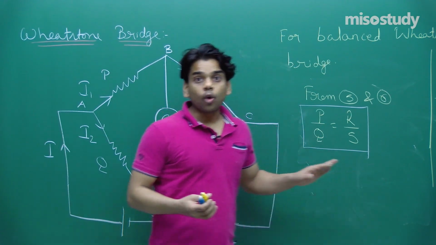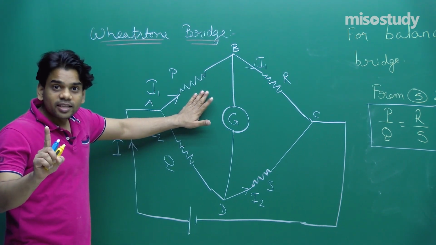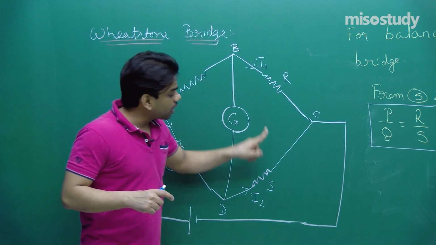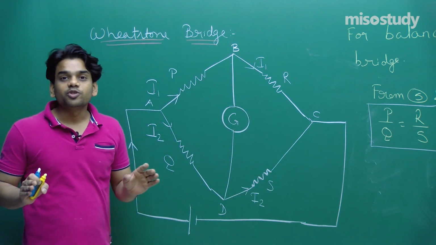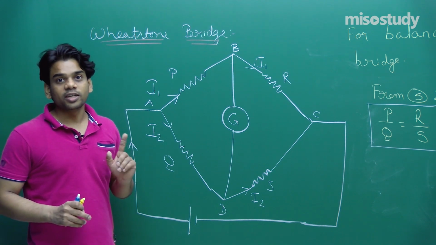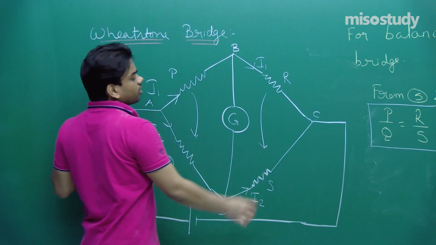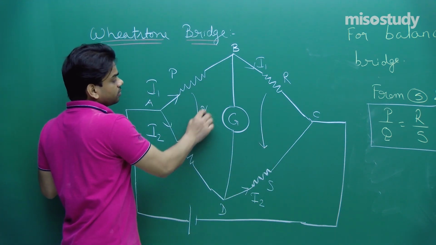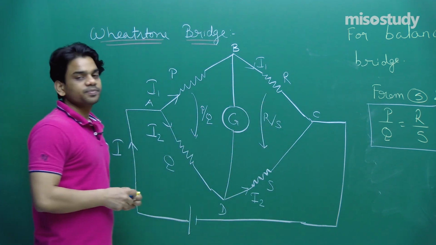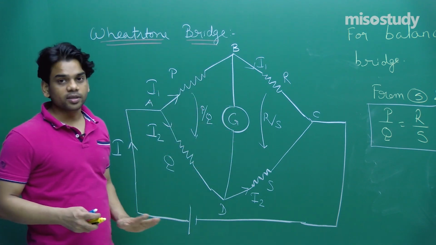Here you can see, these are all values of resistance. If you find that the ratio of P by Q is equal to the ratio of R by S, it means it's a case of balanced Wheatstone bridge. That is the only condition you have to see. You just divide P by Q and R by S, and you will get both as equal. Hence it's a balanced Wheatstone bridge, and in such cases there will be no current flowing through the galvanometer.